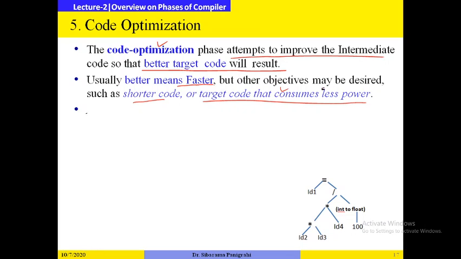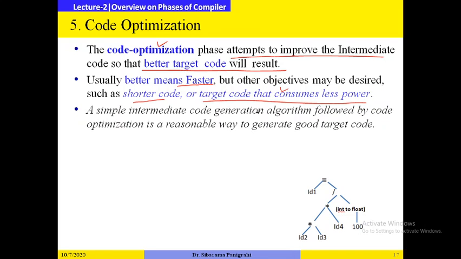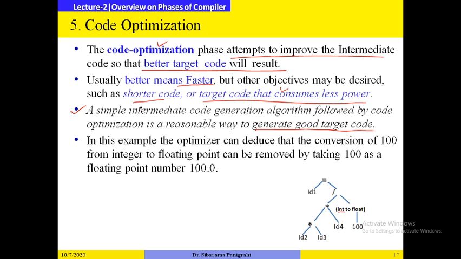So next, a simple intermediate code generation algorithm followed by code optimization is a reasonable way to generate target code. We will go through this in detail when we go through the code optimization chapter. So now let us take our example.